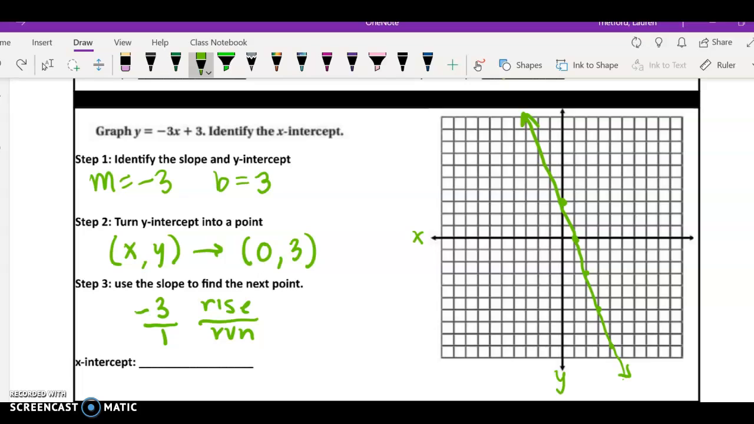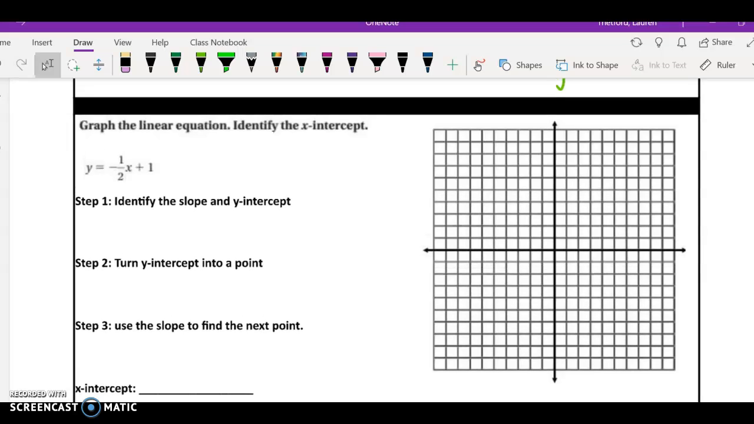So for our x-intercept, when our y is 0, we want to know what our x is. So where does it cross this axis? So it crosses the axis right here. And so from our origin, we go over 1. So our x-intercept is 1, 0. So our x-intercept we write as (1, 0). And then don't forget your parentheses.